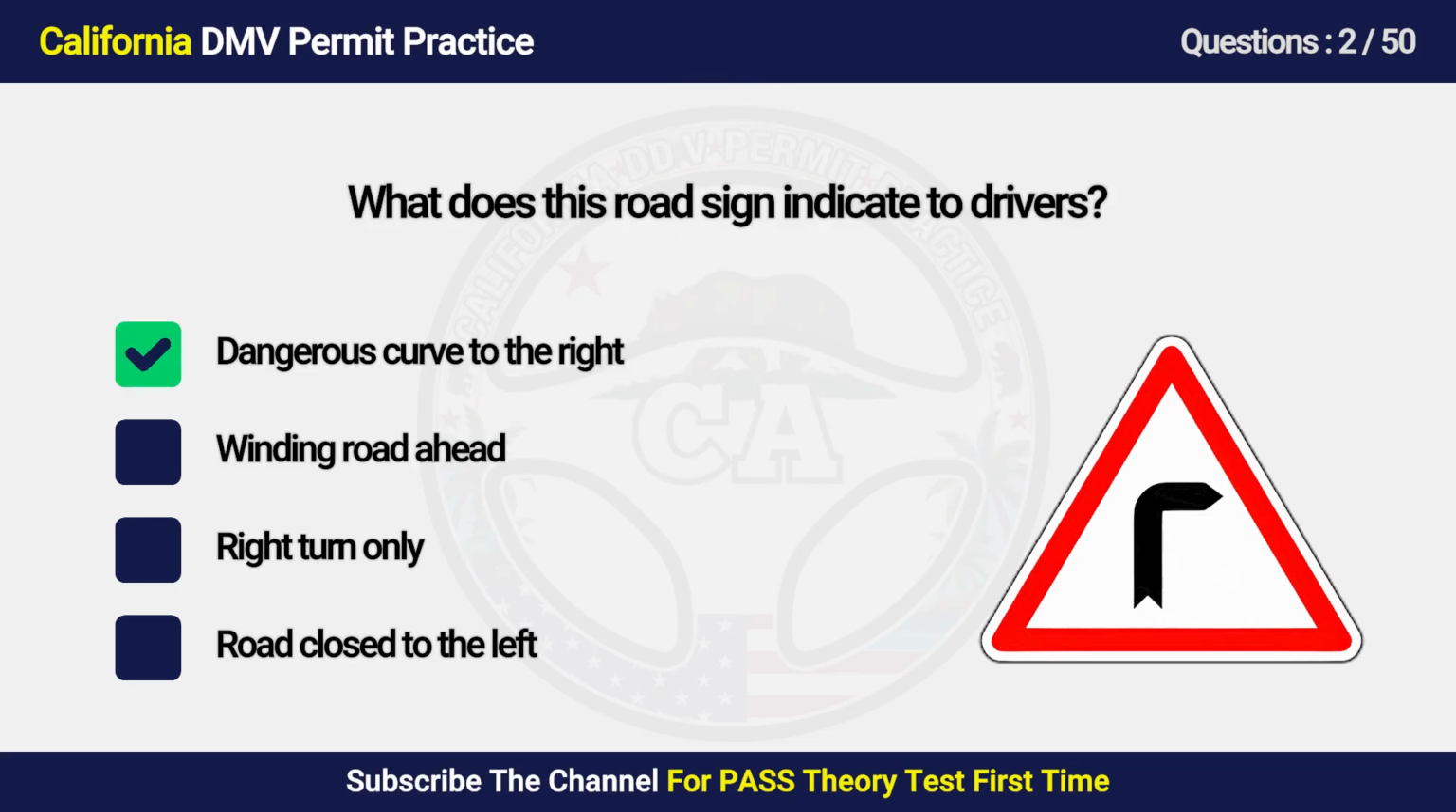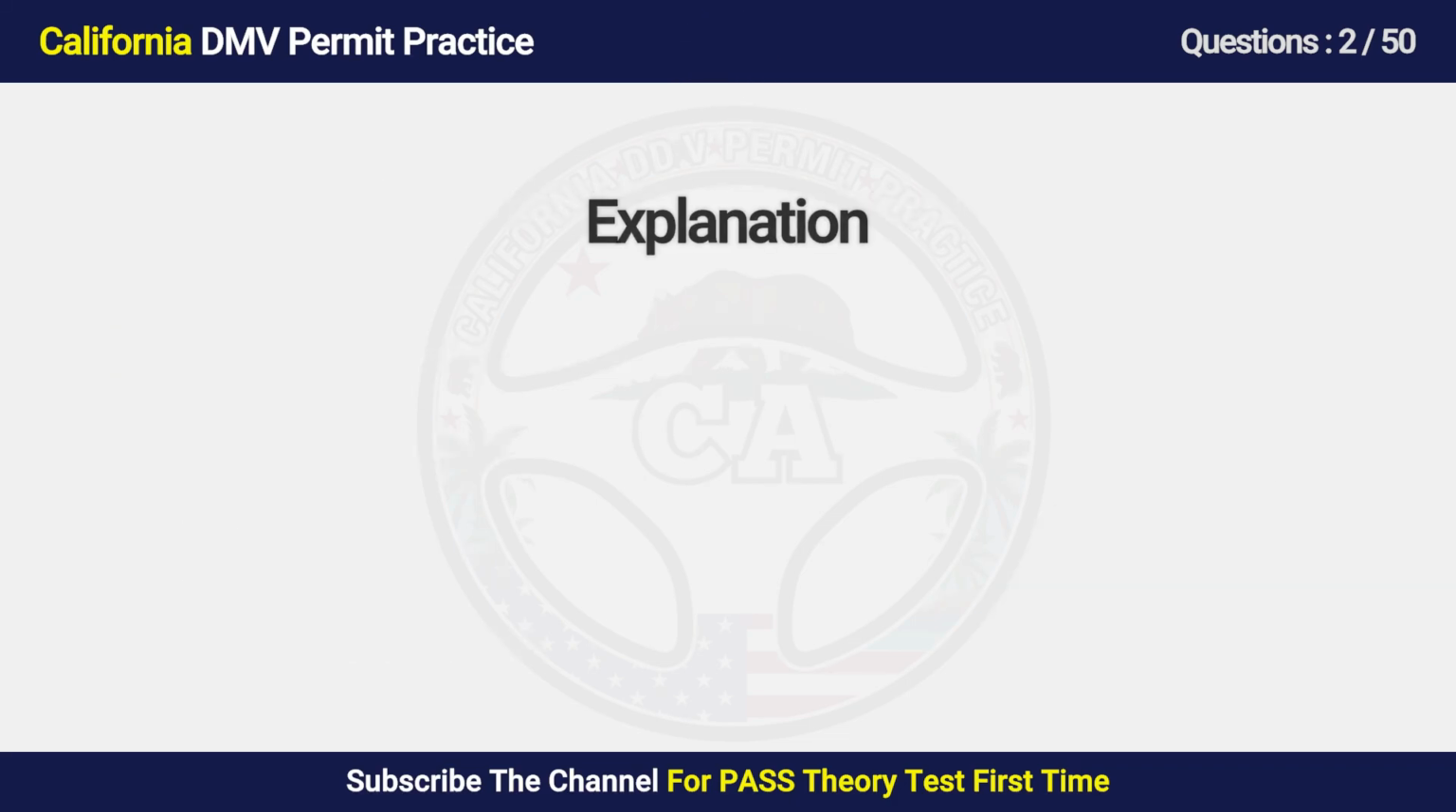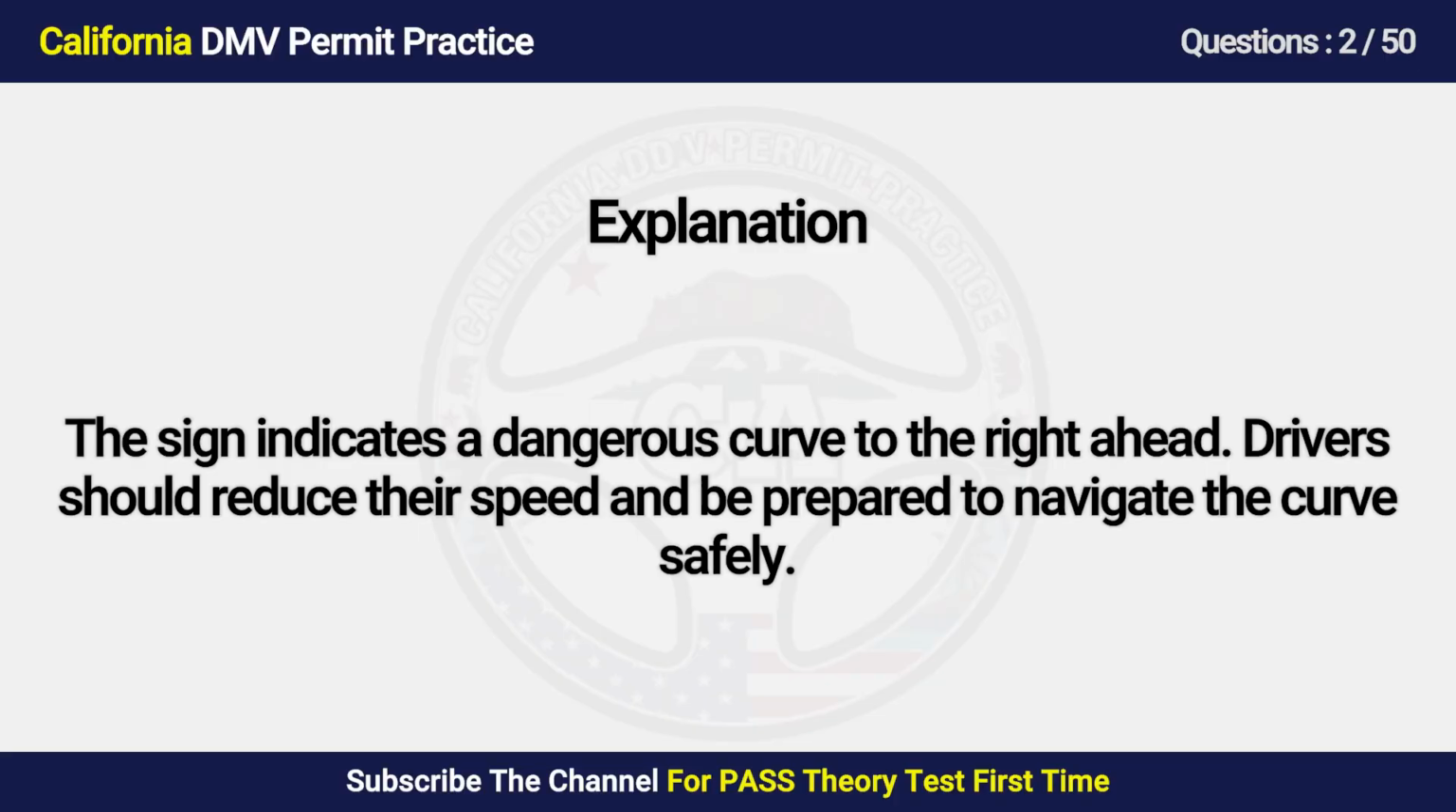Answer is A. Dangerous curve to the right. The sign indicates a dangerous curve to the right ahead. Drivers should reduce their speed and be prepared to navigate the curve safely.